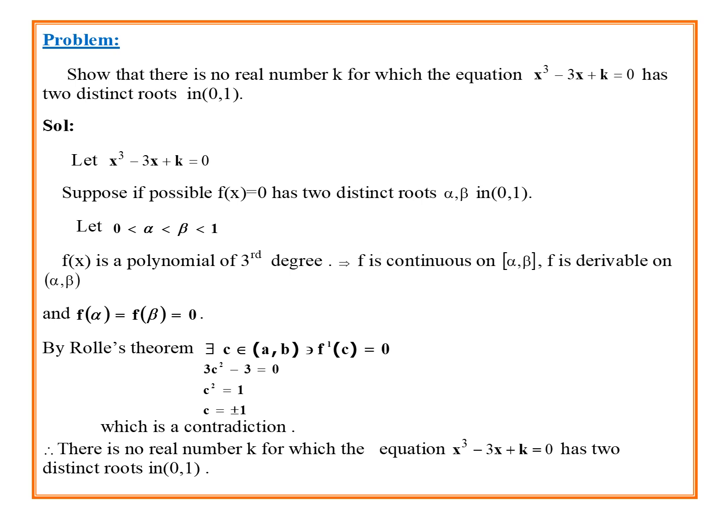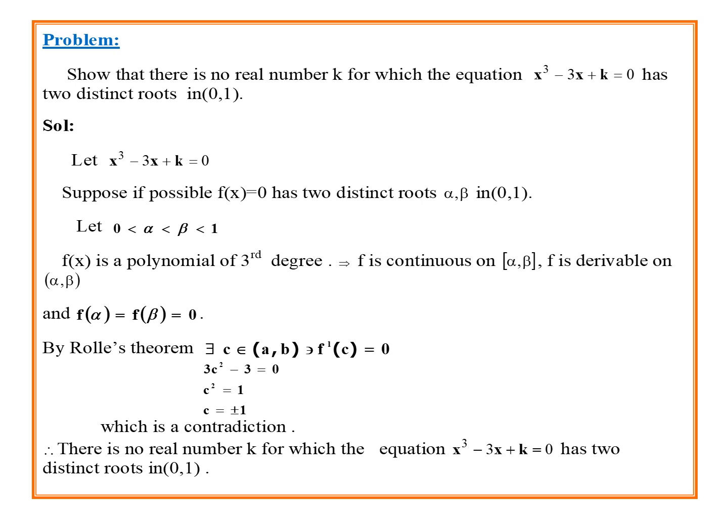Suppose, if possible, f(x) equals 0 has two distinct roots alpha, beta in the open interval (0, 1). Let 0 less than alpha less than beta less than 1. Clearly, alpha, beta lie in (0, 1). f(x) is a polynomial of third degree. The given function f(x) is a polynomial of third degree. f is continuous on the closed interval [a, b].